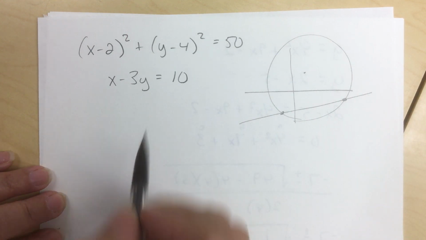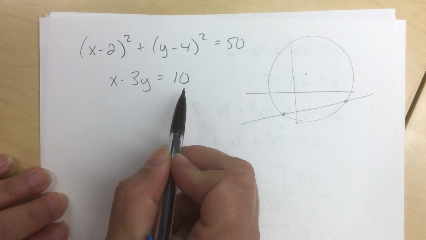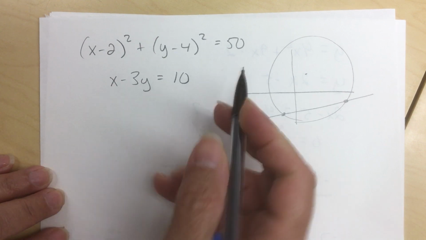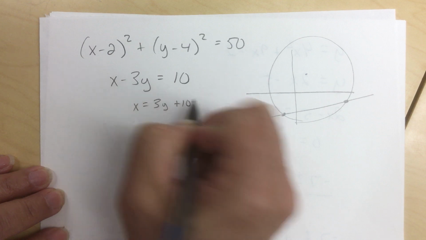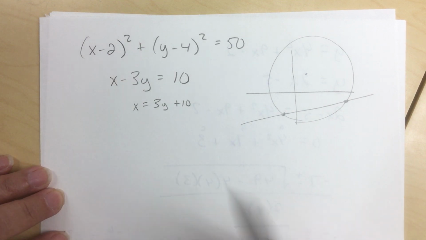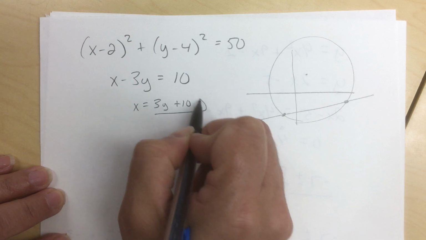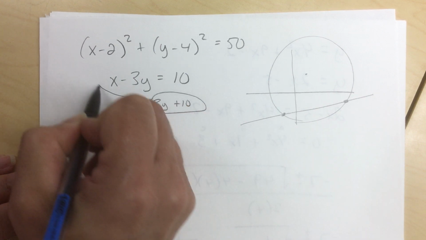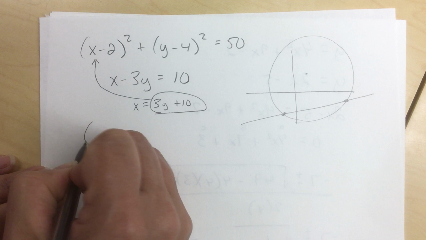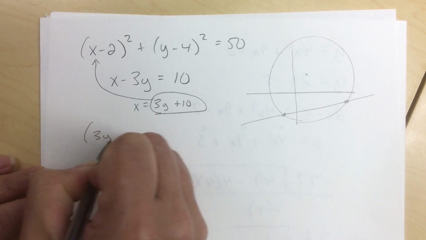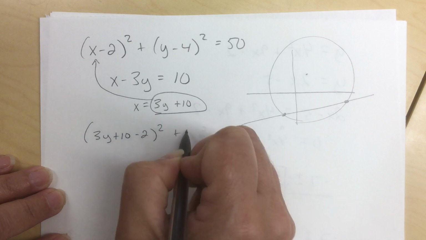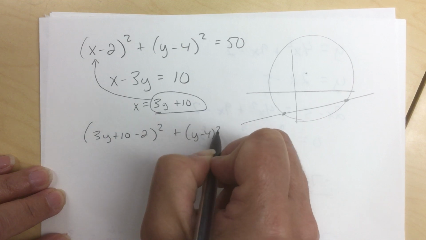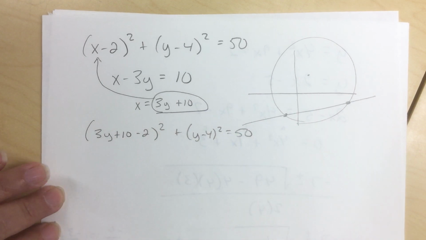So what you're going to do is take one of your equations and set it equal to one letter. So x would be equal to 3y plus 10. We're going to use substitution on this. Now we're going to take what x equals and plug it in for x here. That gives me (3y plus 10 minus 2) squared plus (y minus 4) squared is equal to 50.